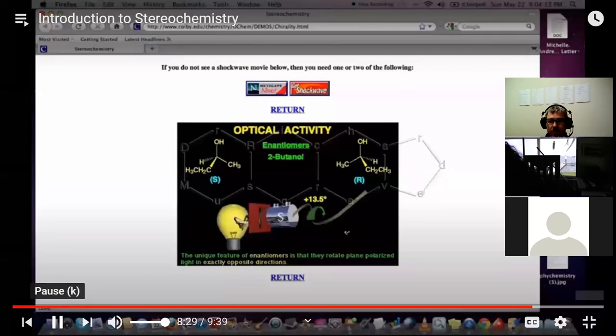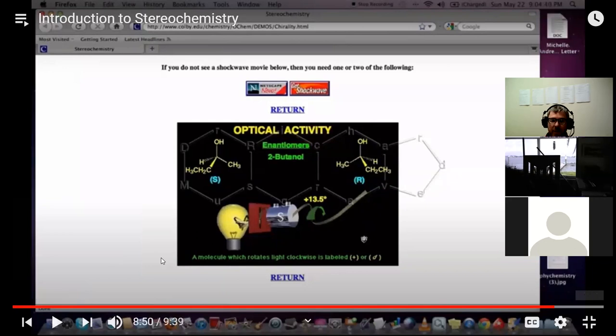Now the other one that went minus is called a minus or L compound, and a molecule that rotates light clockwise is labeled a plus or D compound. You might have heard of dextro-rotatory and levo-rotatory. D is for dextro, it means to the right. Levo-rotatory, that was minus, and that was to the left. All right, so that's pretty much everything about optical activity that I wanted to talk about there.